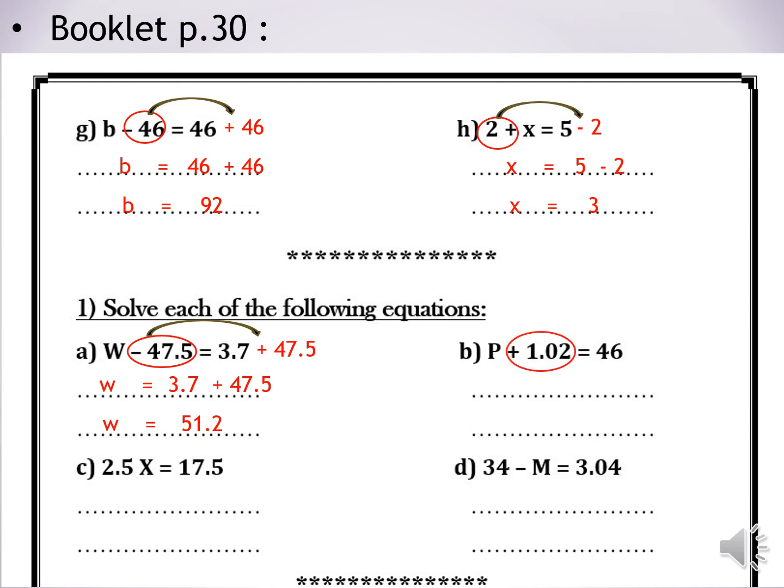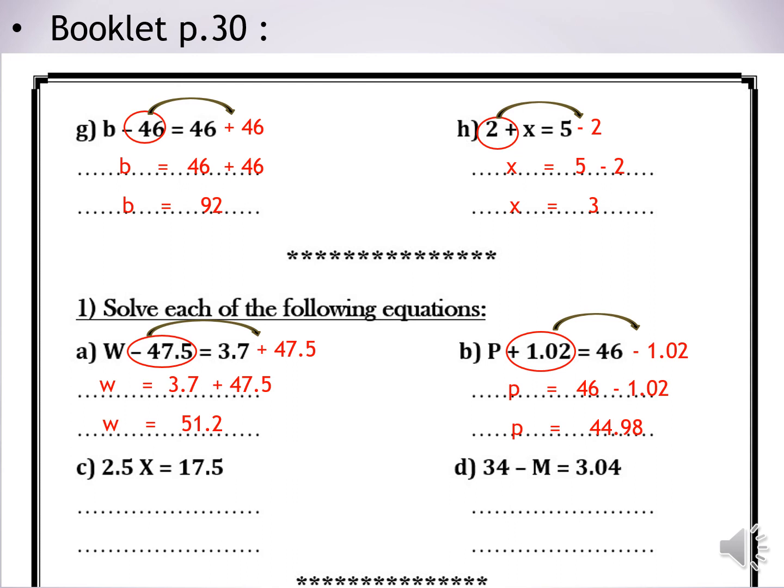In letter B, p plus 1.02 equals 46. So circle 1.02, send it to the other side with the opposite sign. So it will be minus 1.02. So p equals 46 minus 1.02. So p equals 44.98, hundredth.